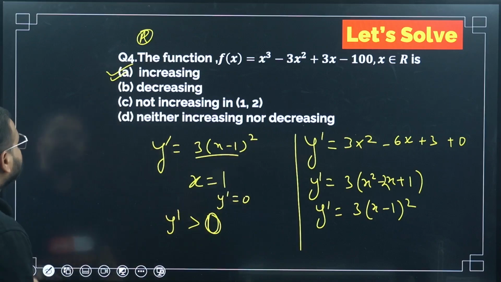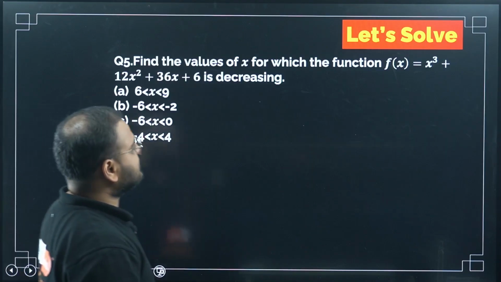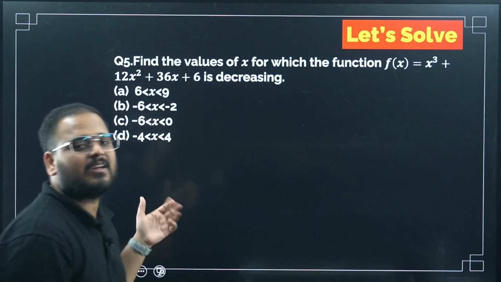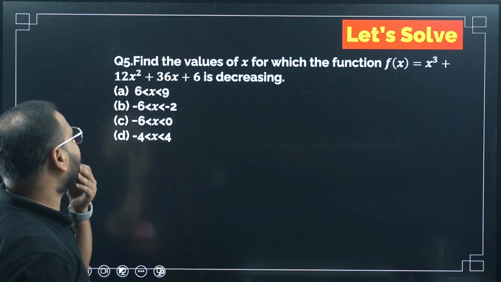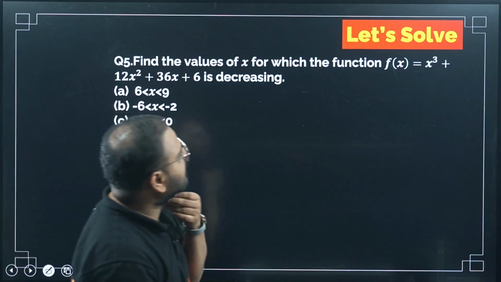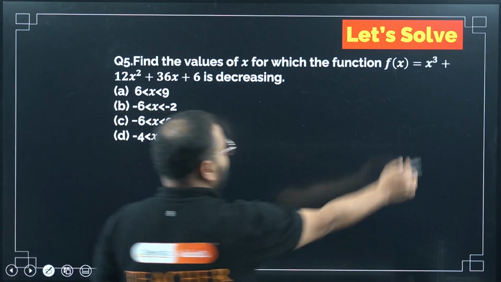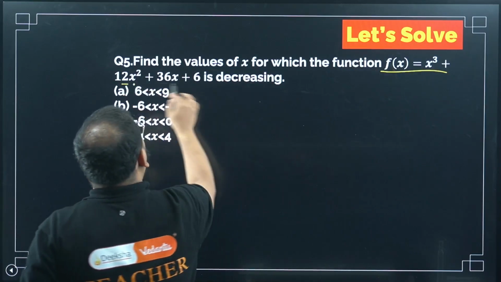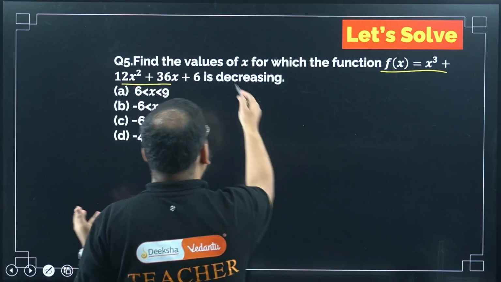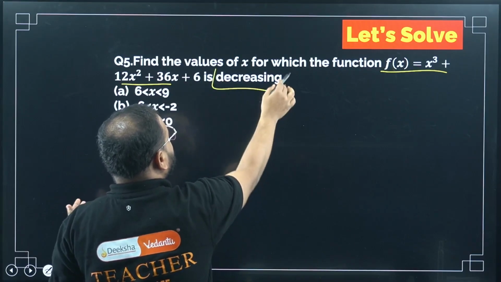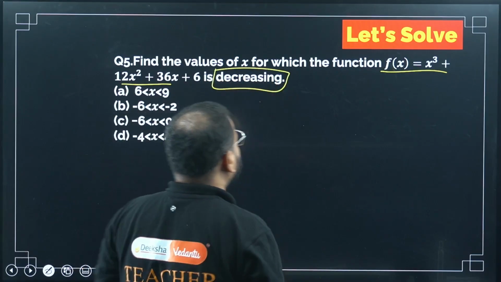Okay, can we move on? Yes. Find the value of x. So we did not need the interval. That's why I did not draw the number line. Find the values of x for which the function f(x) equals x cube plus... Okay, over here I'll do the interval. The function is given like this, a cubic function. I have to find the nature, where it is decreasing. So let's quickly find it out.